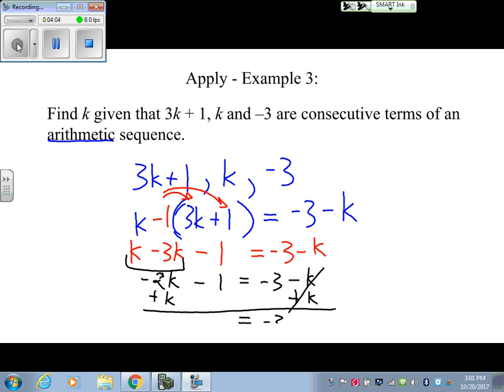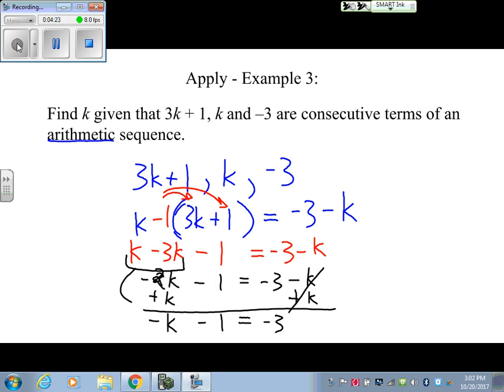And I'm left with -3 on the right side. On the left side, you'll notice that these two terms, one's negative, -2k, and the other one is positive k, but the signs are different, so I'm going to subtract. 2 minus 1 gives me just 1k, but I had more negatives than positives, so I'd have -k minus 1.